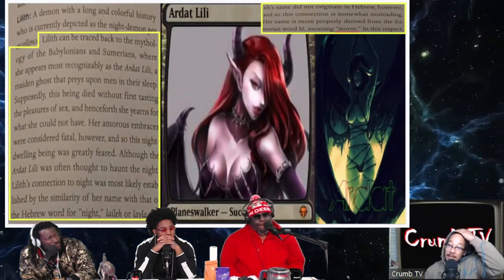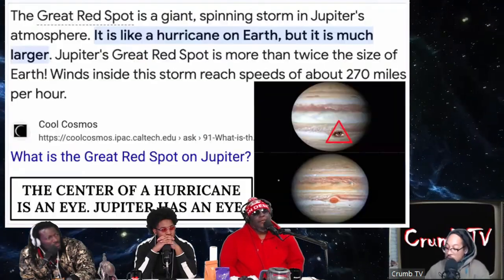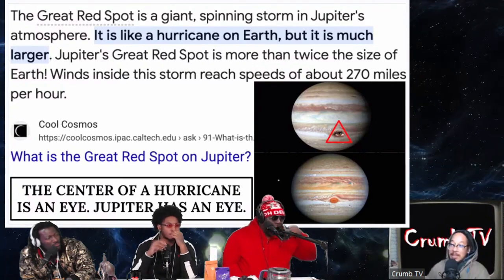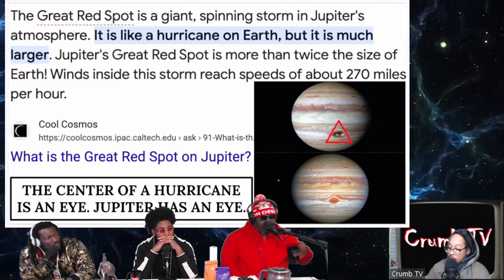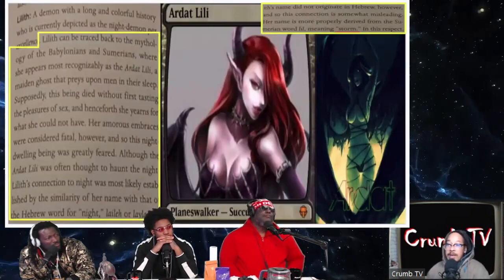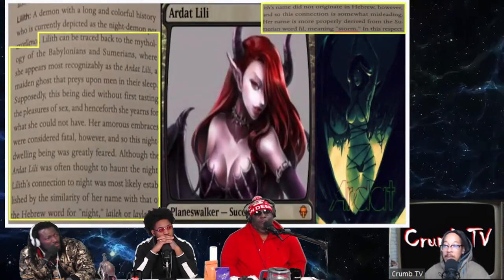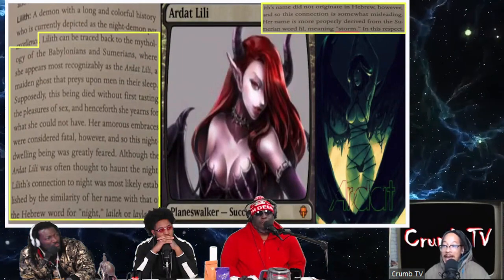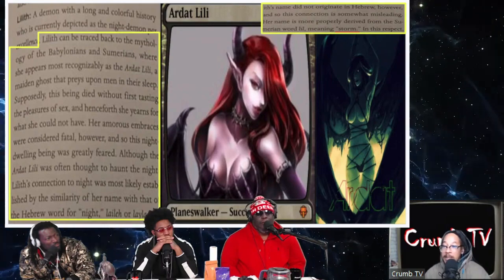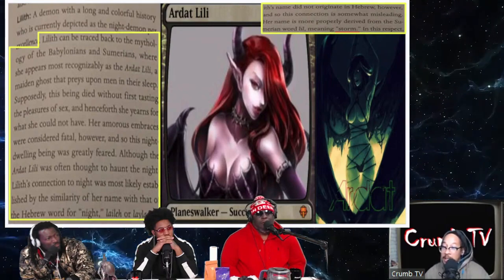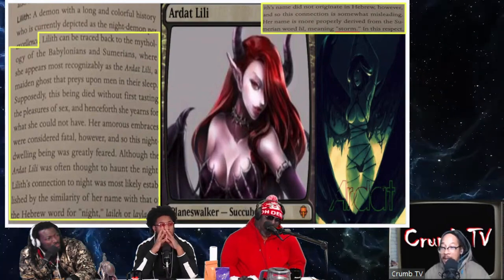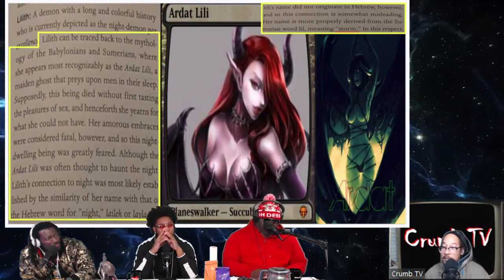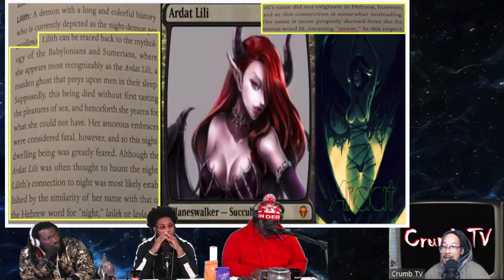So yes, with that said, now you're going to see, back to the book of Lilith. Lilith can be traced, because this is a storm. The only reason I say it's an eye is because it's a storm on Jupiter. This is very important. Lilith can be traced back to the mythology of the Babylonians and Sumerians, where she appears most recognizably as the Ardat Lili, a maiden ghost that preys upon men in their sleep. Supposedly, this being died without first tasting the pleasure of sex, and henceforth she yearns for what she could not have.